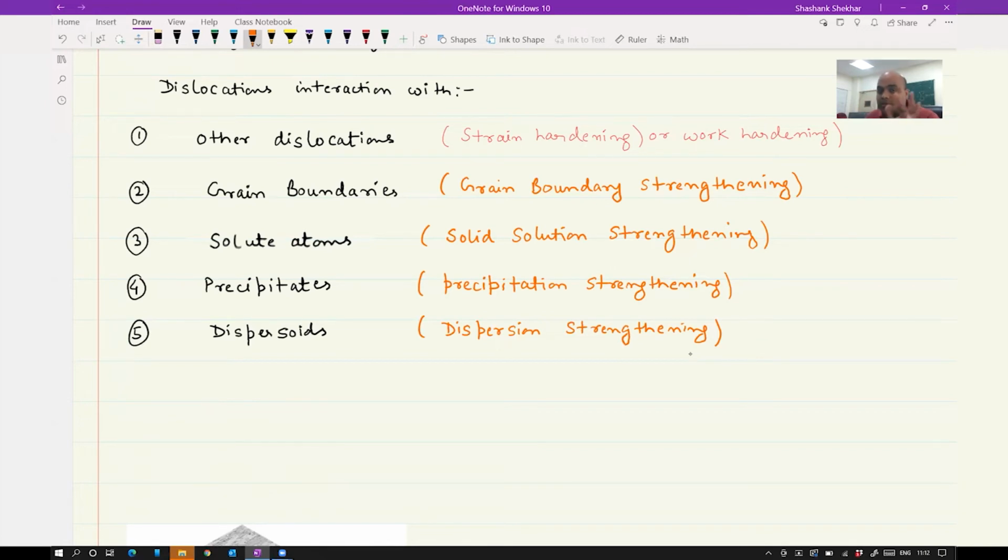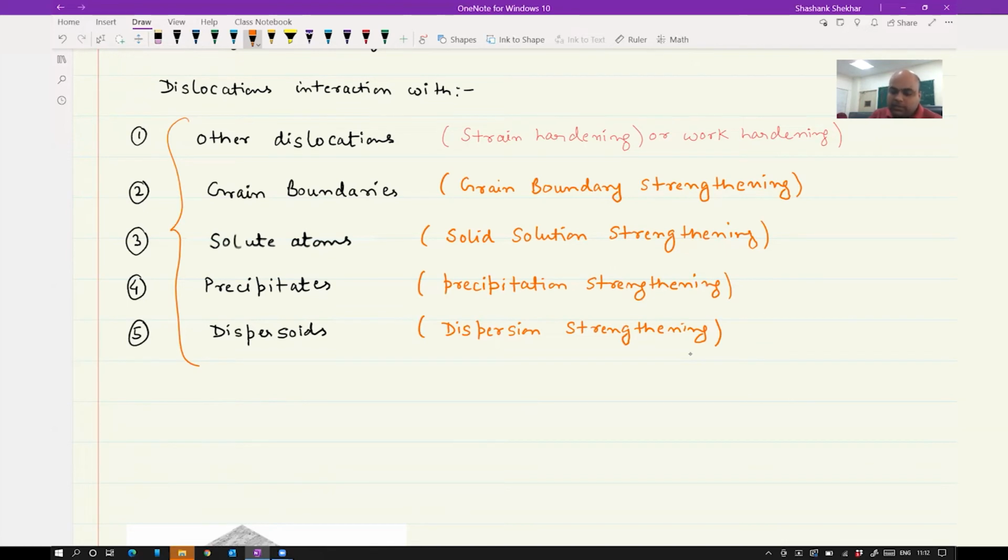But again, remember, the crux is that you have to restrict the movement of dislocations to increase the strength. All these microstructural features, whatever I have listed here, are going to restrict the movement of dislocations, and that's how they are going to increase the strength of the system. Okay, so now we are going to talk about all of these one by one.